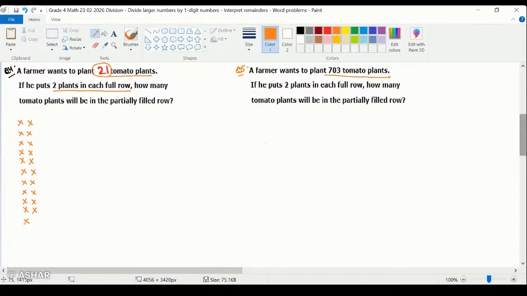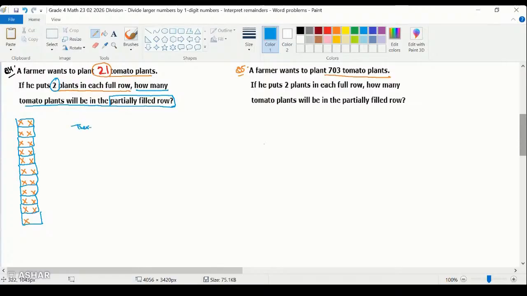Perfect. Let's look at the decimal part, right? What they are asking us is how many tomato plants will be in the partially filled row. Partial means incomplete, which is not completely filled. See, this row is completely filled. This is completely filled, right? 2, because they have 2 plants in each row. In the last row, how many plants would be there?